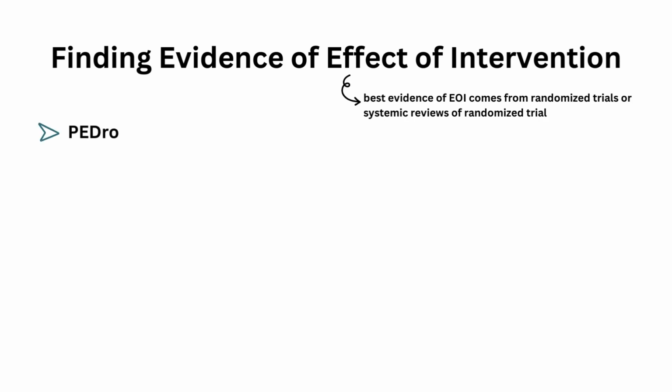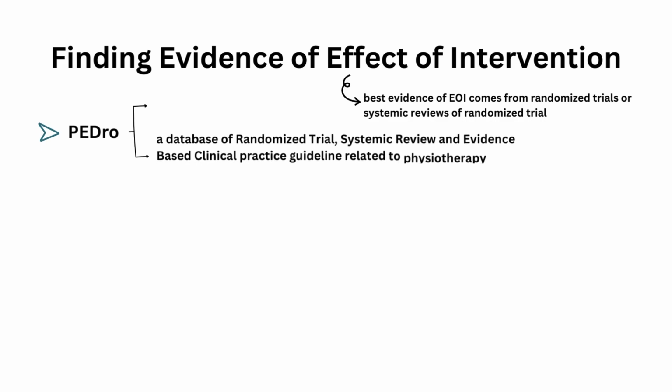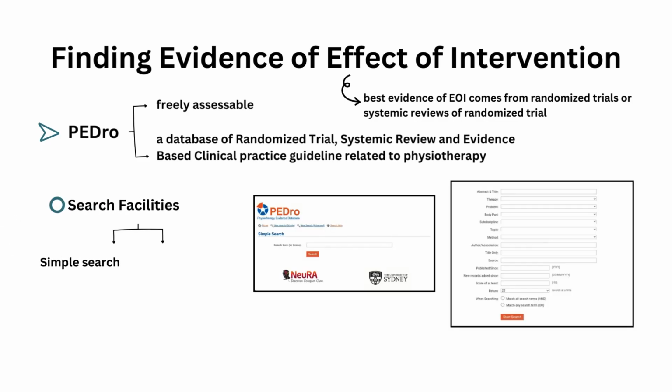PEDro is the first choice to look for evidence. It has a database of randomized trials, systematic reviews, and evidence-based clinical practice guidelines related to physiotherapy. It is freely accessible with options of multiple languages like German, French, Chinese, etc. It provides two search facilities, simple and advanced search. Simple search allows the user to search easily by entering the text in the search box, but if multiple terms are used, the site will redirect the user to searches that contain all of those terms. It contains 12 search fields.